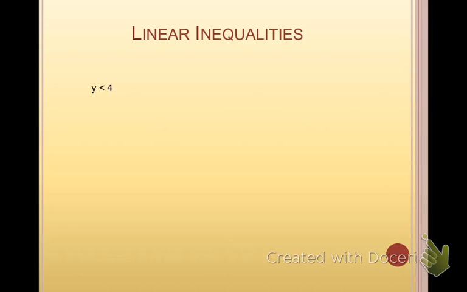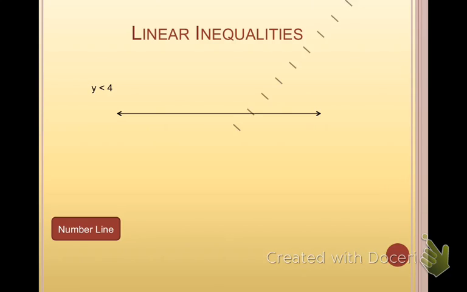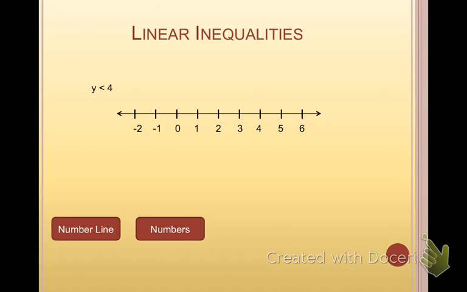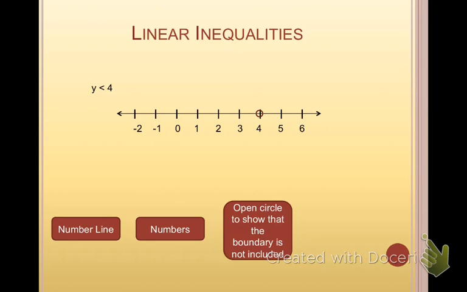So here's our first example. We have y is less than 4. Start by putting our number line out there. It's got our arrows on either end. Throw in those tick marks. Put the numbers on there. And because it's y is less than 4, we know that it's going to be an open circle, which means that 4 itself is not included. And we are going to shade to the left towards negative infinity because we want all of the values where y would be less than 4.